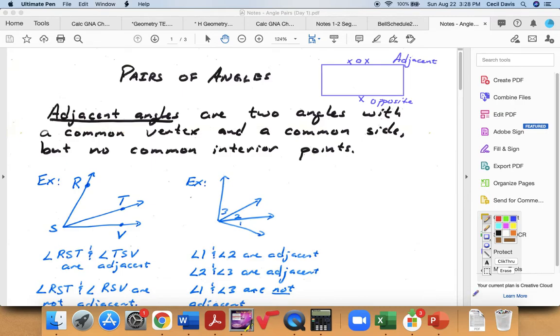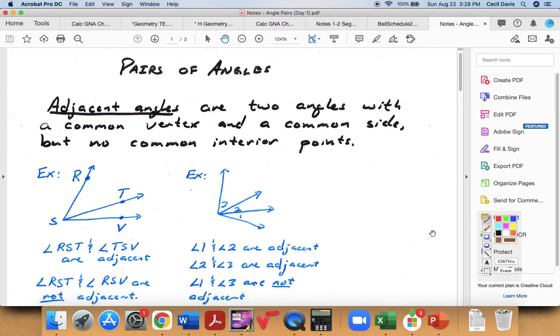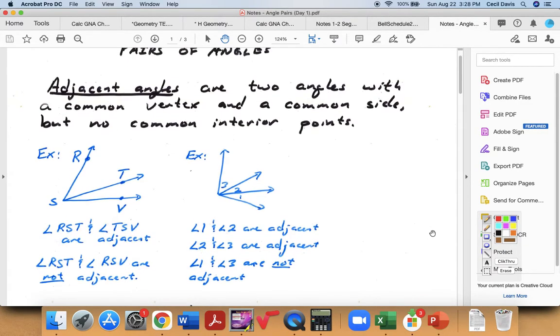Well, that's the idea behind this next term for geometry, adjacent angles. Adjacent angles are two angles with a common vertex and a common side, but no common interior points. So let me show you how that would look.